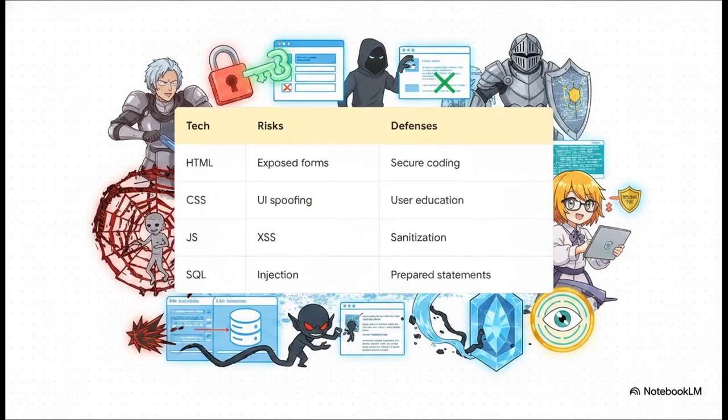Think of this matrix as your ultimate cheat sheet. It perfectly maps every foundational technology we just talked about to its common risks and defenses. HTML risks exposed forms. You defend that with secure coding. CSS risks UI spoofing. Mitigate that with user education and careful analysis. JavaScript brings the threat of XSS. Fight it with input sanitization. And SQL brings those massive injection threats, which you defend against by using prepared statements.